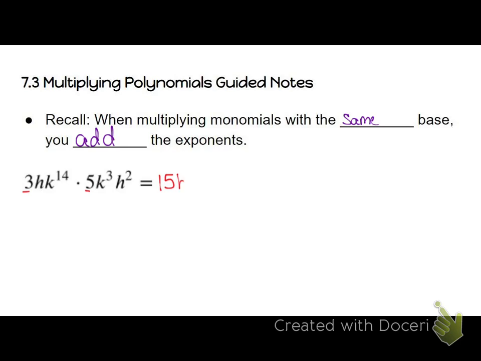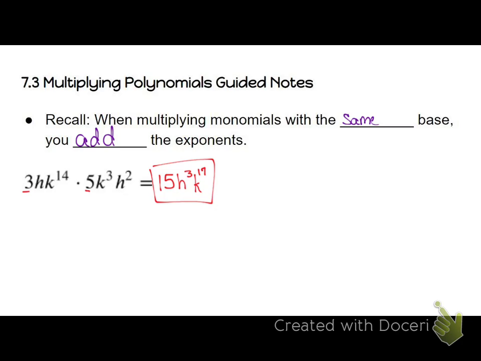3. H to the 3rd power. And what about my K's? What's my K's going to be? Same bases, so we add the exponents. What's 14 plus 3? 17. You're right. So you should know how to do this first part.